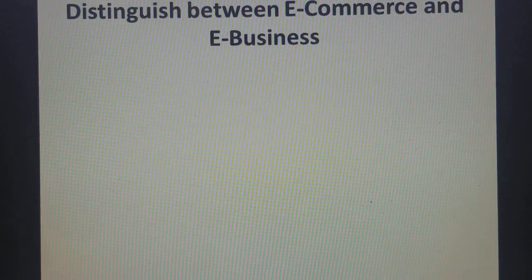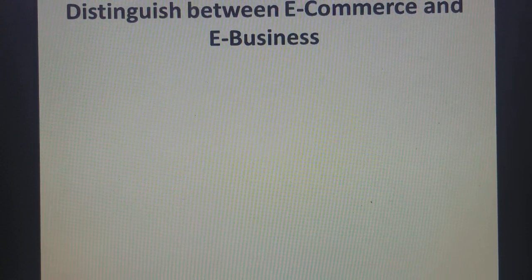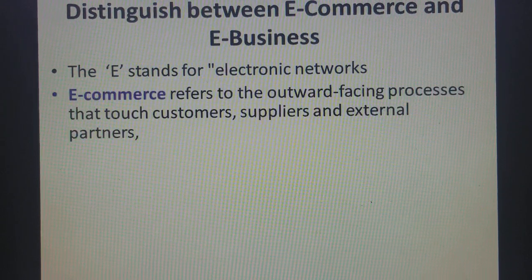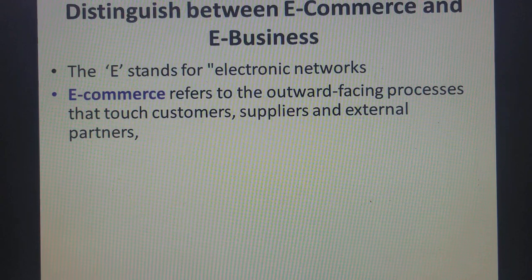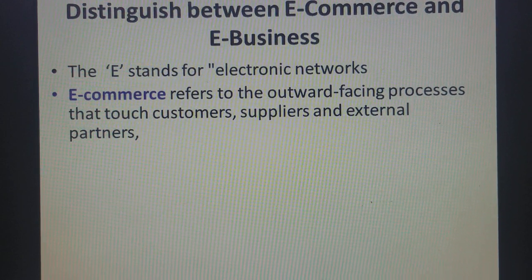Let us seek to make a distinction here. We want to look at how e-commerce is different from e-business. The E stands for electronic networks. E-commerce refers to the outward-facing processes that touch consumers or customers, suppliers, and external parties. So when we talk about e-commerce, we're talking about those activities that directly interface with the customers, suppliers, and external partners.